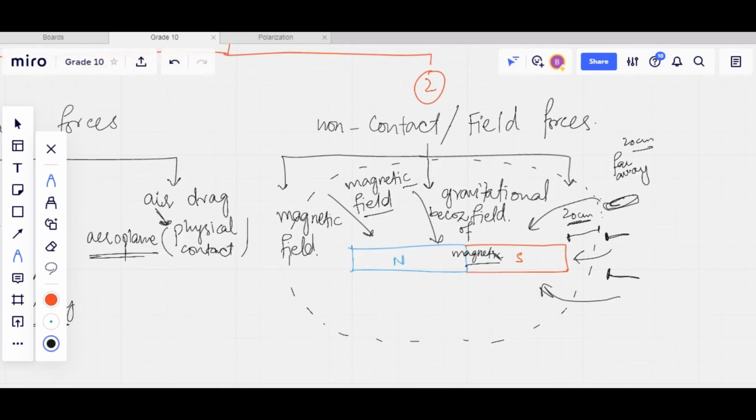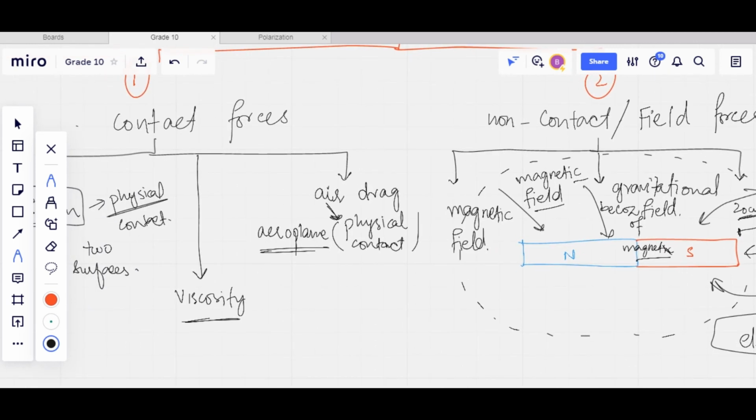The third field force is known as the electric field. And that field force is because of the presence of electric current. So electric current, moving charges, basically they also create a field around them, and that field is because of those charges, because of the moving electrons, and that is also a field force which is known as a non-contact force. So these are some of the types of the forces which we have discussed here.